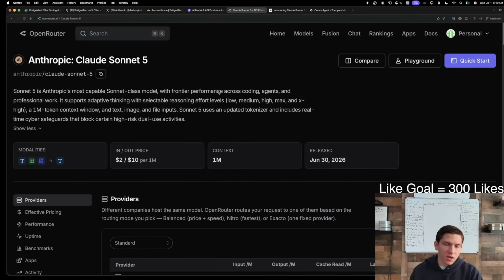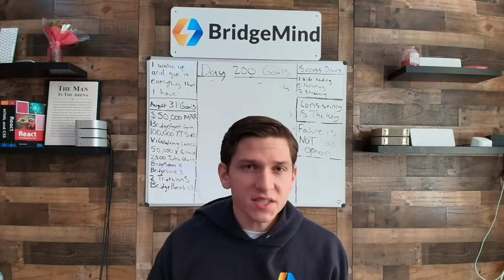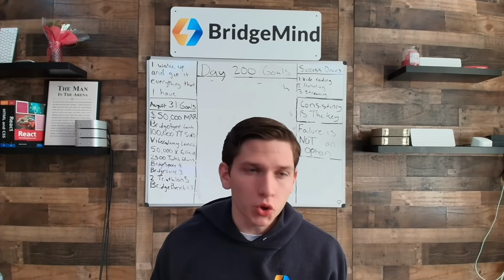So starting with Sonnet 5, the biggest thing that you need to know about this model is that it uses an updated tokenizer, okay? So if we actually go to their blog, they say that it improves how the model performs, but it's going to use roughly 1 to 1.35x more tokens depending on the task. This is a huge problem, and I'm going to show you guys why.